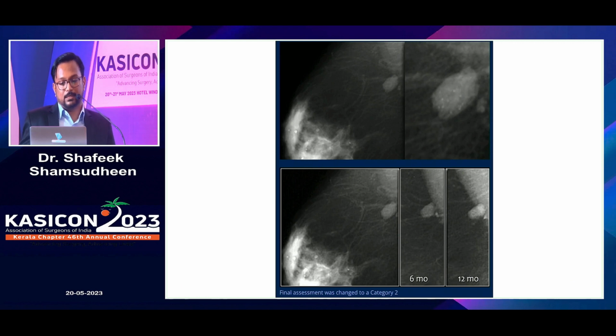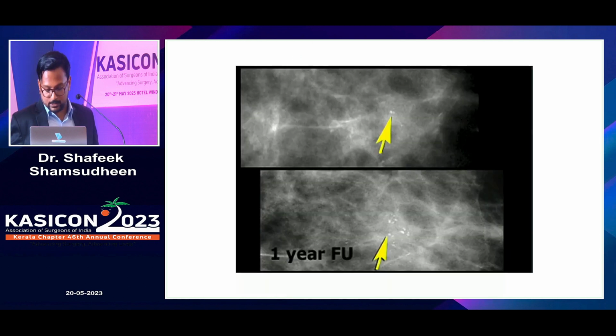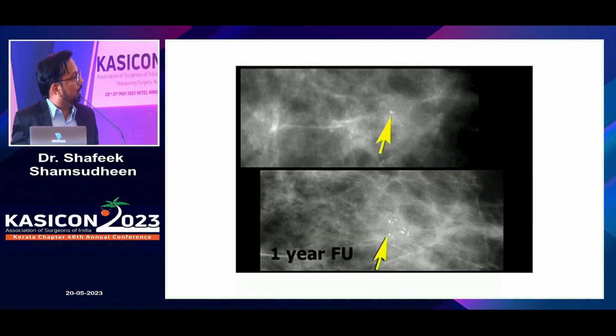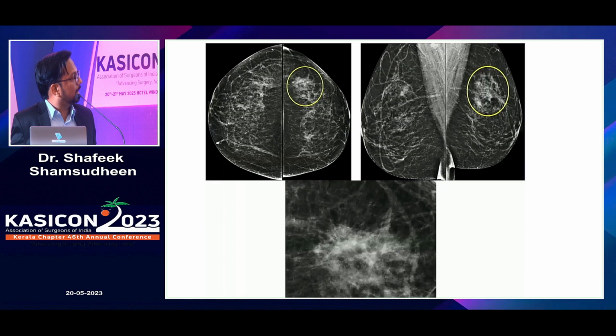Now, these are a few examples. You can see there is a circumscribed mass with some calcifications inside the lesion that was followed up at 6 months and 12 months and later downgraded to BI-RADS 2. Now, this is an area which started off as a group of calcifications. You can see after 1 year it has increased. So, this has been upgraded to BI-RADS 4.